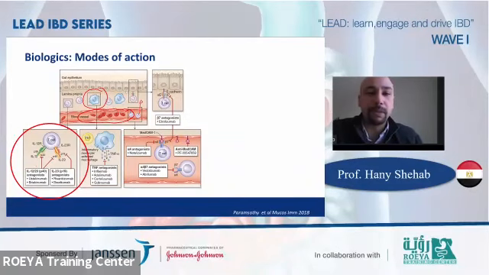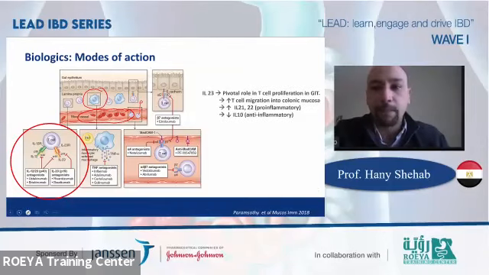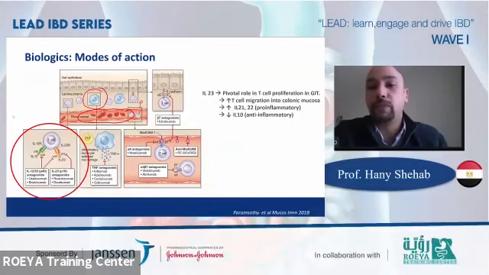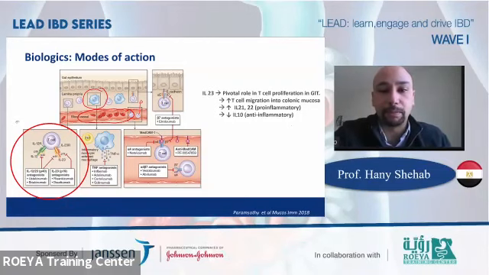Now, the most important one is interleukin 23, because it has been shown that interleukin 23 has a pivotal role in T cell proliferation in the GIT. So we're talking about increased T cell migration into the colonic mucosa. They increase the formation of interleukin 21 and 22, which are pro-inflammatory. And finally, it decreases interleukin 10, which is an anti-inflammatory molecule.